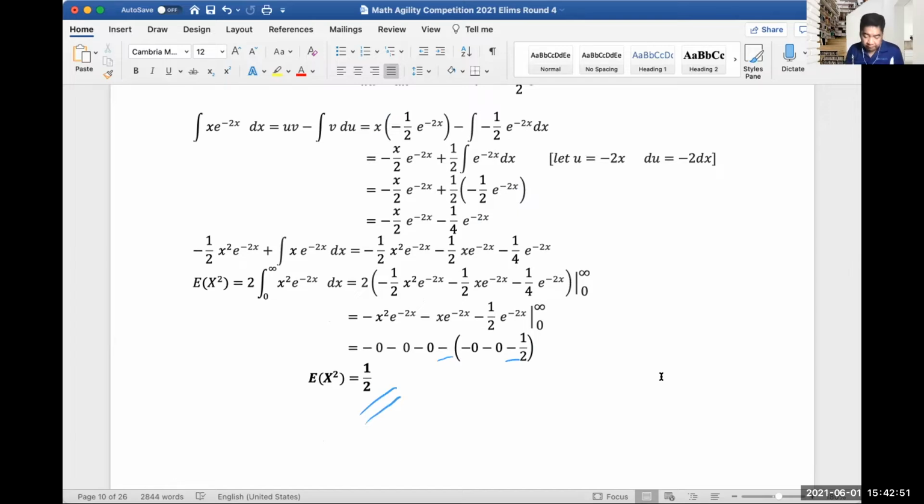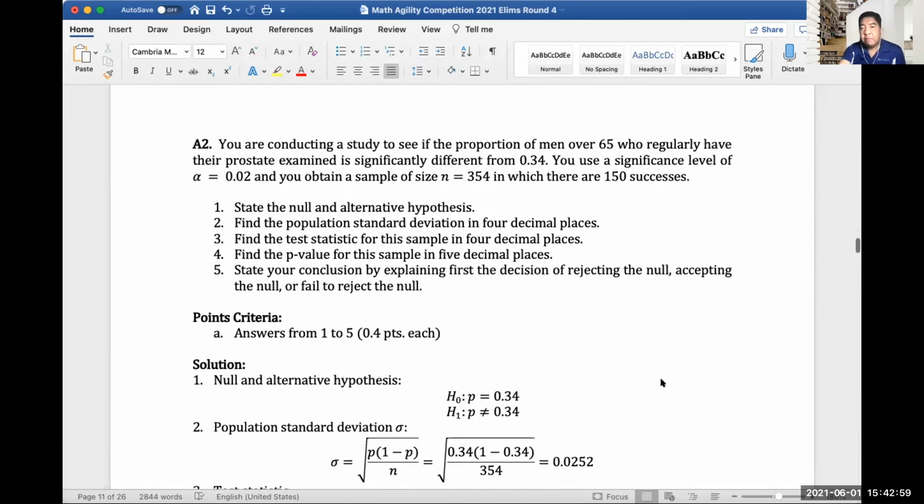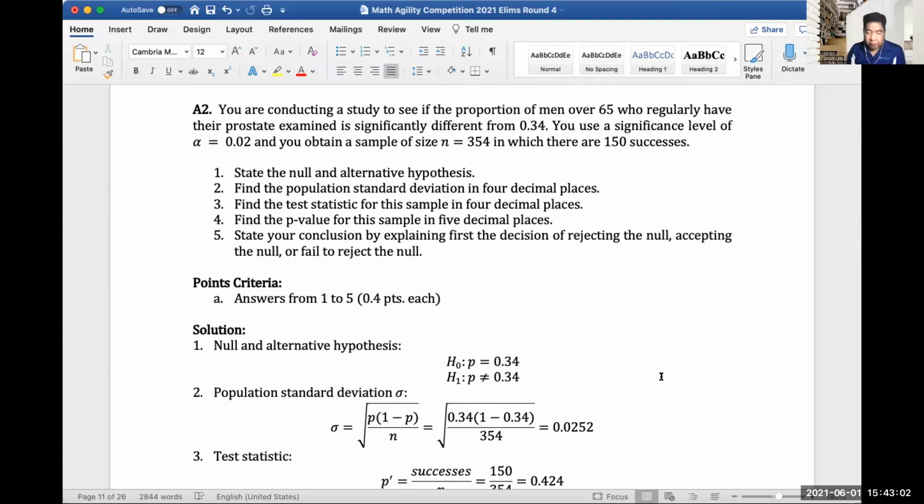Okay, so let's move to our next problem, which is average A2, or problem number 2. You are conducting a study to see if the proportion of men over 65 who regularly have their prostate examined is significantly different from 0.34. You use a significance level of alpha 0.02 and you obtain a sample size of n equals 354, in which there are 150 successes.